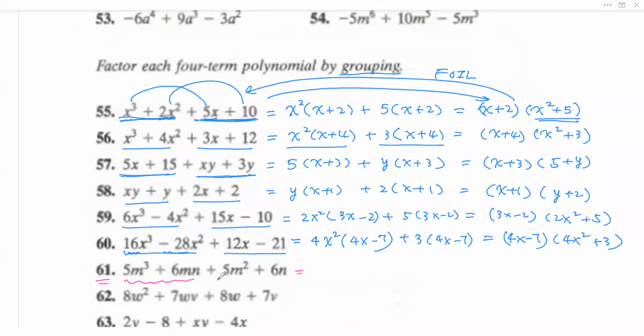All right, 61. First two, second two, 5, 6, 5, 6. Looks like a pattern here, right? So first, m is the only common factor here. So 5m squared plus 6n. The second part is 1, right? So we just write like this.